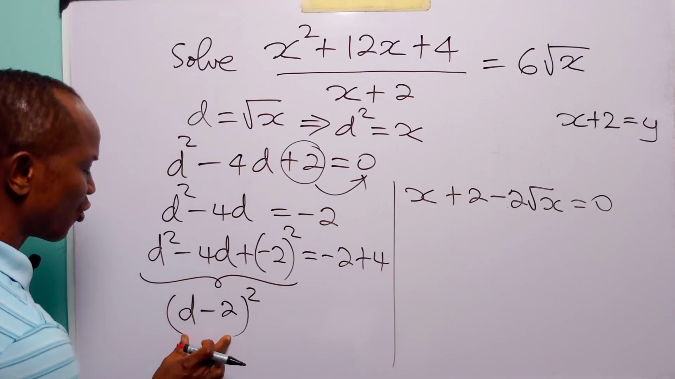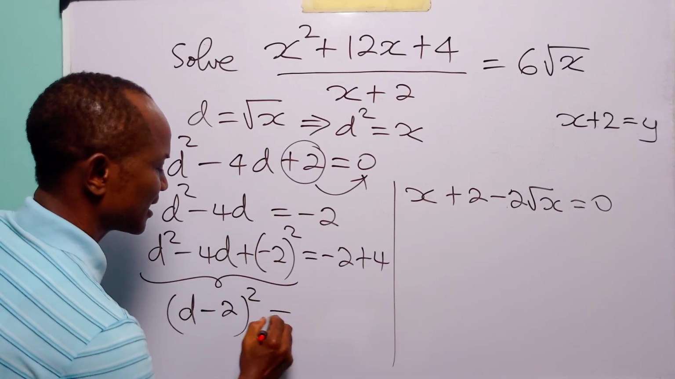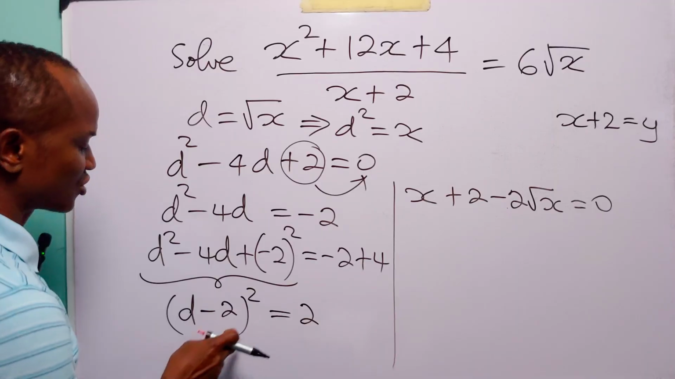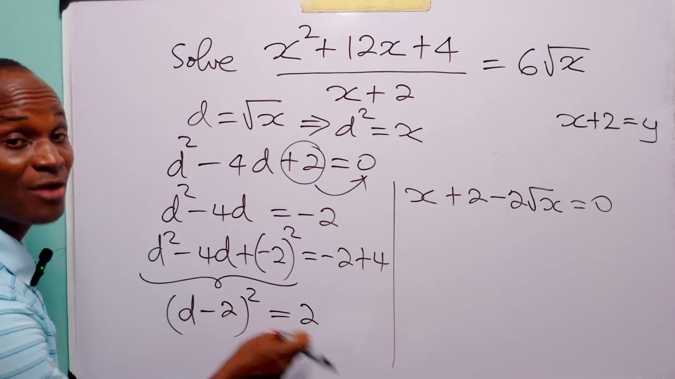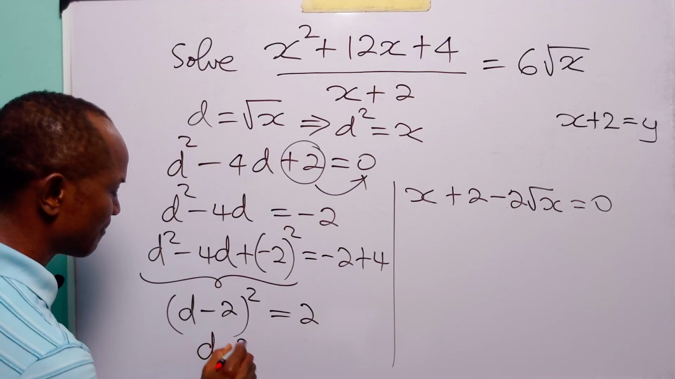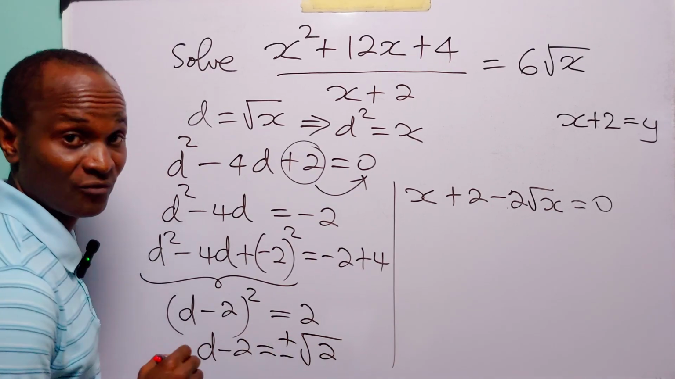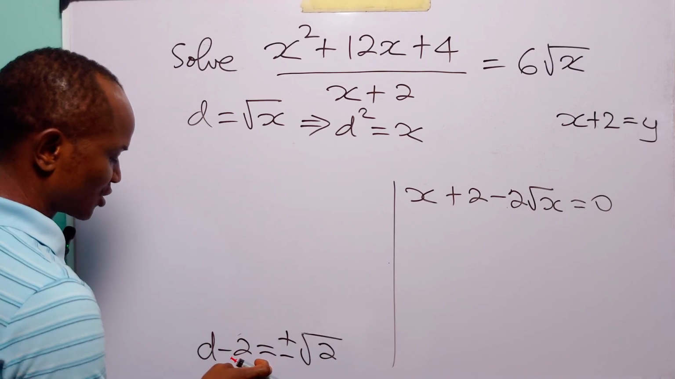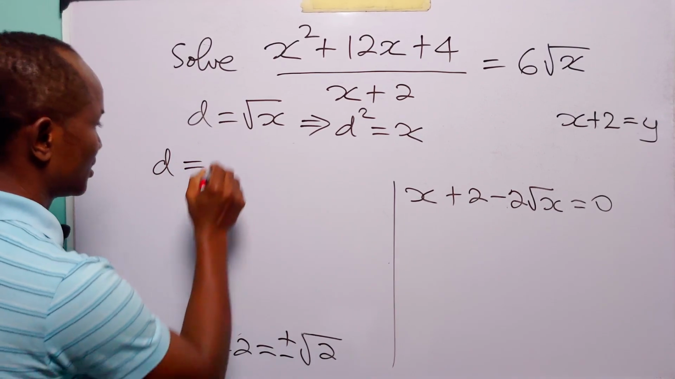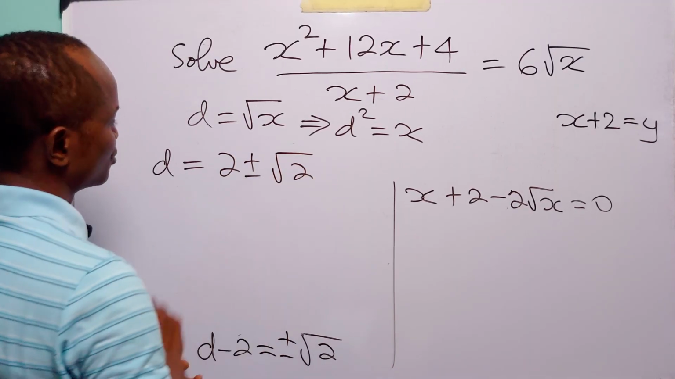Of course, you know that when you open this bracket, this is exactly what you're going to get, and this is equal to 4 minus 2 is 2. Of course, the next step to solving this equation is to take square root of both sides of the equation. When we do that, we have that d minus 2 is equal to plus or minus the square root of 2. And of course, from here we have that d is equal to 2 plus or minus root 2.